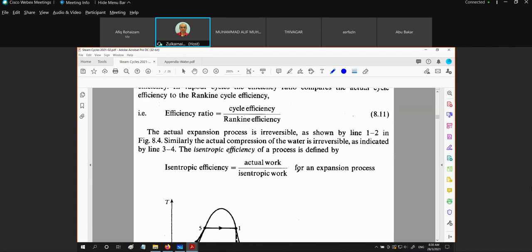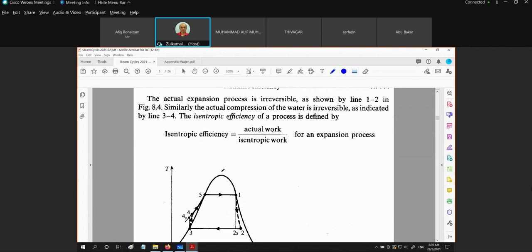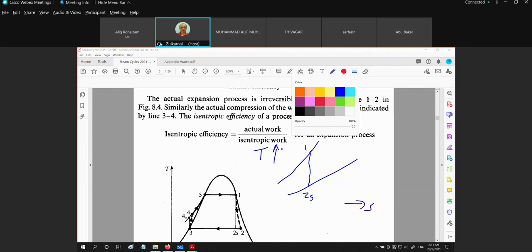But the second equation right here, yes, we do have the isentropic efficiency. If you remember, we learned this in the entropy chapter, and we have a TS diagram, this is our T, this is our S. For this isentropic efficiency, usually we only take it for the turbine side. So for a turbine, this is 1, 2S, which is the ideal, and then we have the actual. This is the line for the actual, which is 2.